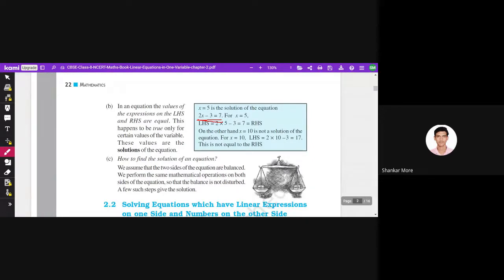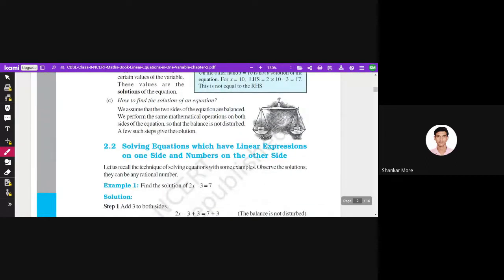Now for this example, the value of x is 5. So the solution of the equation is 5 only. मतलब इस equation का solution क्या है? X is equals to 5. Correct. Okay. Now let's proceed further with the third point.